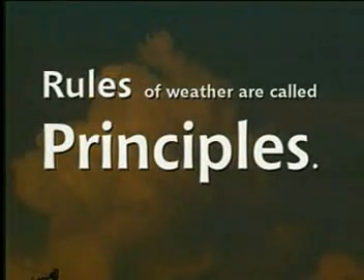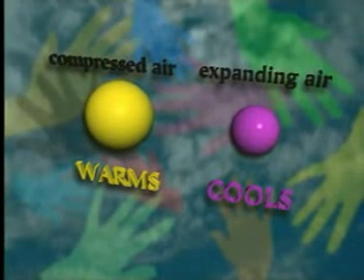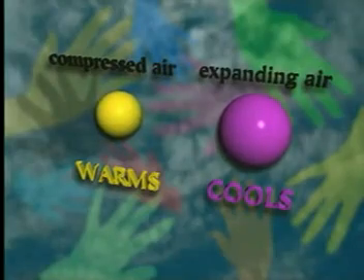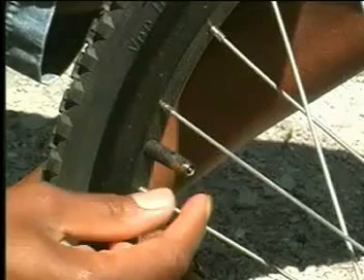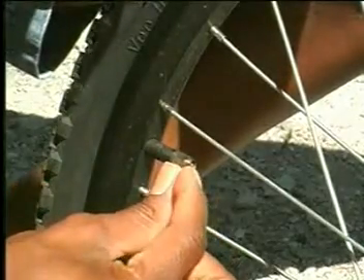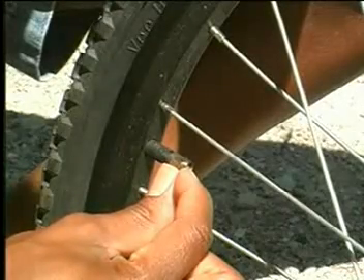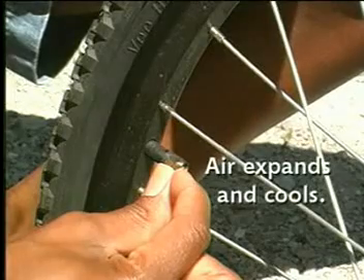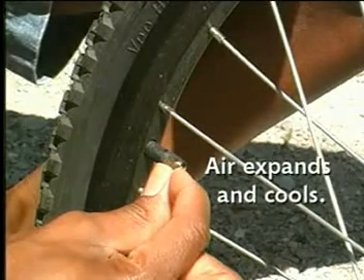The rules of weather are called principles because they are important. Another principle is that air that is squeezed or compressed warms up, and air that expands cools down. This principle is easy to demonstrate when you let the air out of a bicycle tire. Put your finger over the nozzle and you'll feel cool air. As the air escapes from inside the tire, it expands and cools.